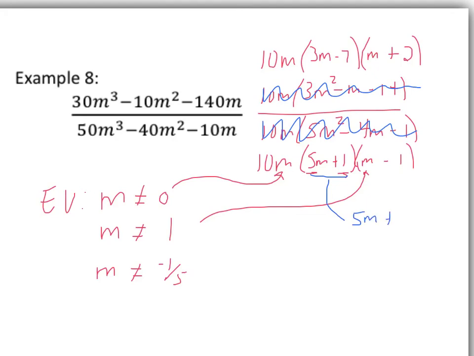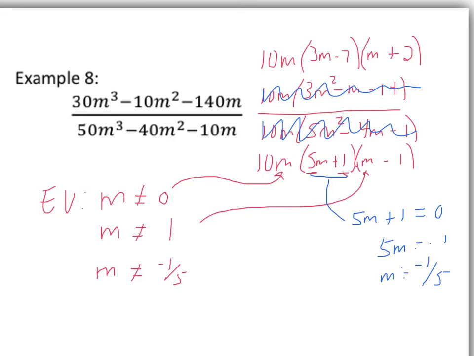Now if that doesn't make sense, all I would have to do is take that out here and write it out as is and ask myself, how can that be 0? I would subtract 1, I would divide by 5, and I would get m equals a negative 1/5. So again, if you can't tell by looking at it, that is the official algebraic way of figuring it out. Now those are the excluded values.